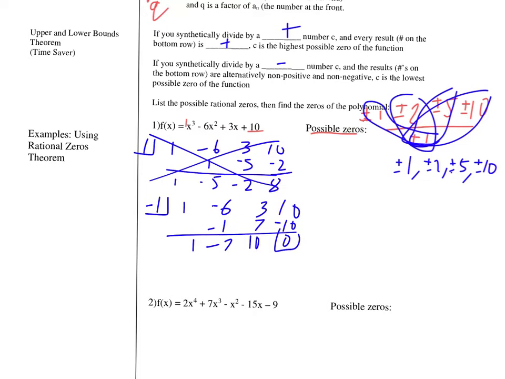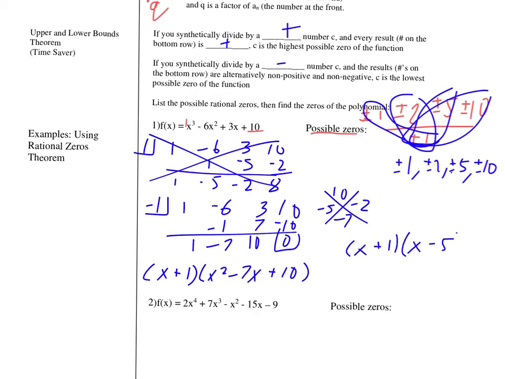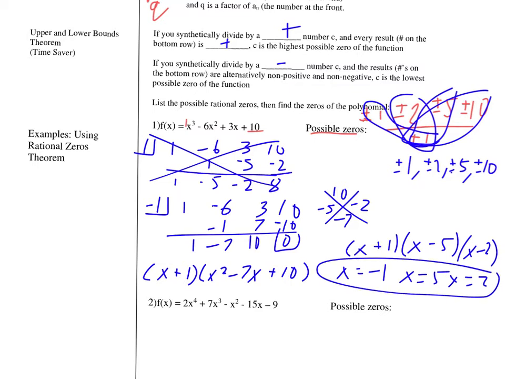So since I was at the third power here, I can rewrite this now as x plus 1 times x squared minus 7x plus 10. And then I'm going to go ahead and factor the leftovers here. That would be negative 5 and negative 2. No a value there, so I can go ahead and just write this as x plus 1, x minus 5, x minus 2 in the factored form, which means I have zeros at negative 1, 5, and 2.